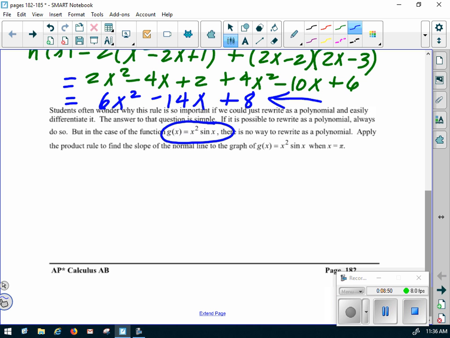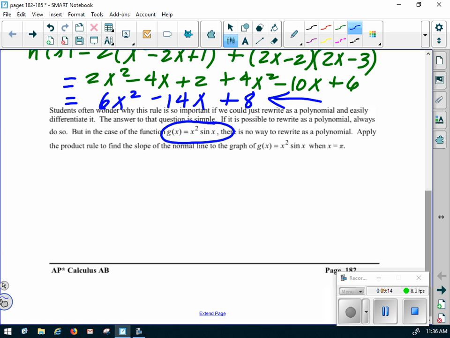Students often wonder why this rule is so important if we could just rewrite as a polynomial and easily differentiate it. To differentiate means to take the derivative. The answer to that question is simple. If it's possible to rewrite as a polynomial, do it. But in the case of this function here, there's no way to rewrite it as a polynomial. So we're going to apply the product rule.